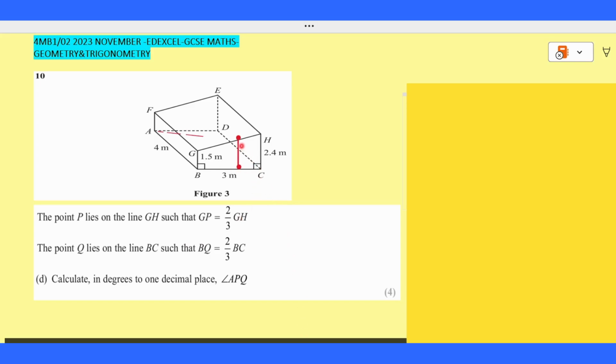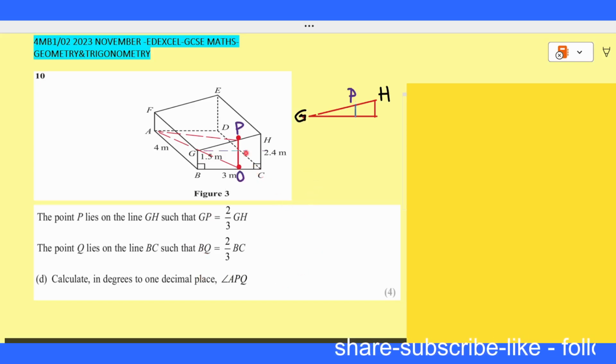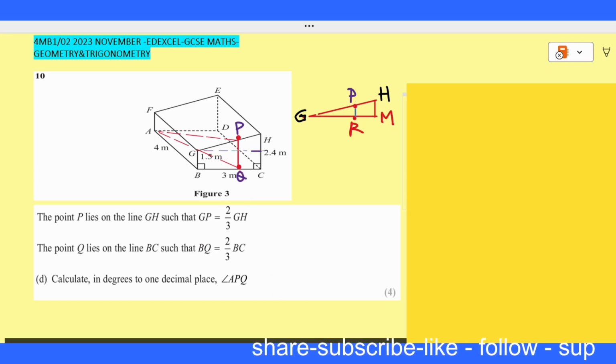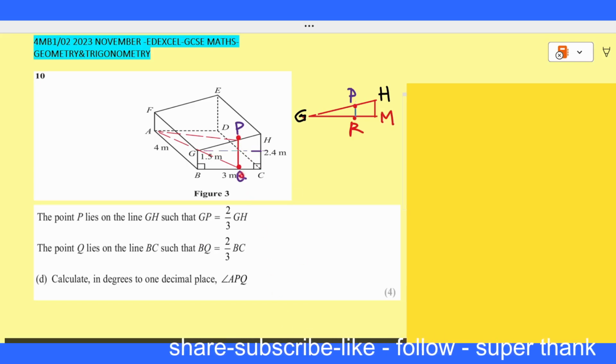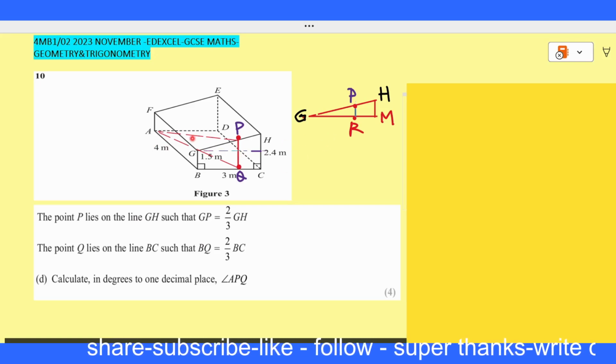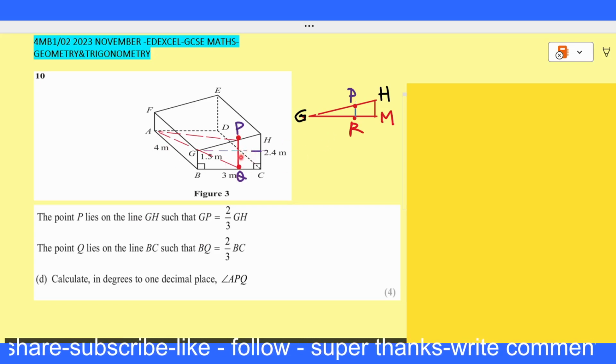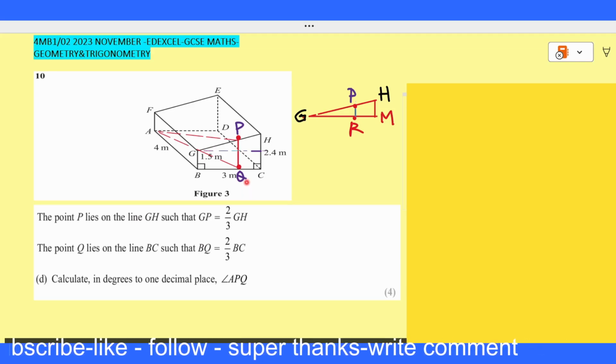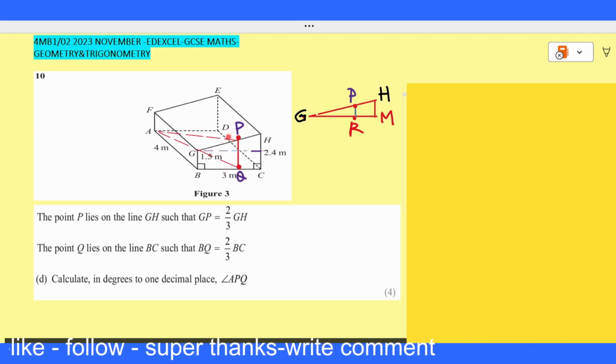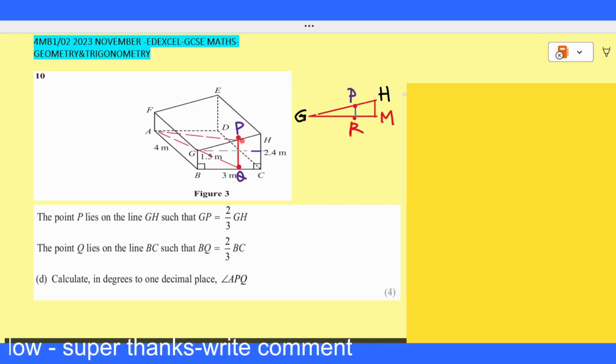So we sketch this point, and then we want to make a triangle of PA and then Q, and this is our point PQ, and PQA we have the triangle, and also to get the angle APQ we have to know the length of PQ and AQ. So how is it possible to find out PQ?